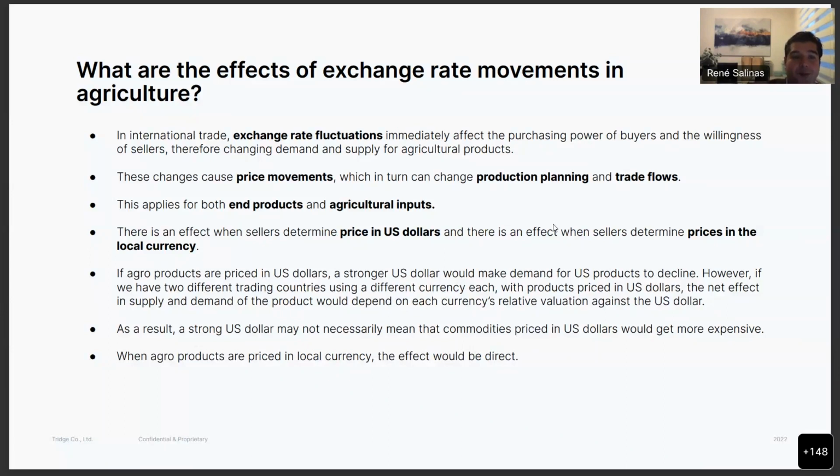Hopefully that part illustrated well what the effects of economic variables on exchange rates are. As we saw, expectations and interest rates are some of the most relevant now, which are actually strengthening the US dollar a lot against most currencies. But let's see how these variables affect exchange rates. Now let's see how exchange rates actually affect agriculture.